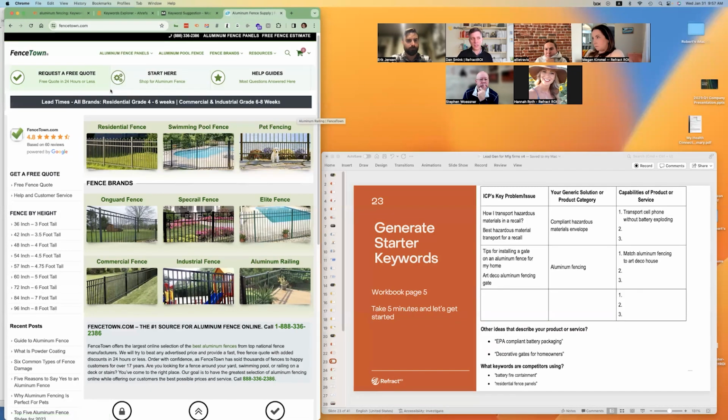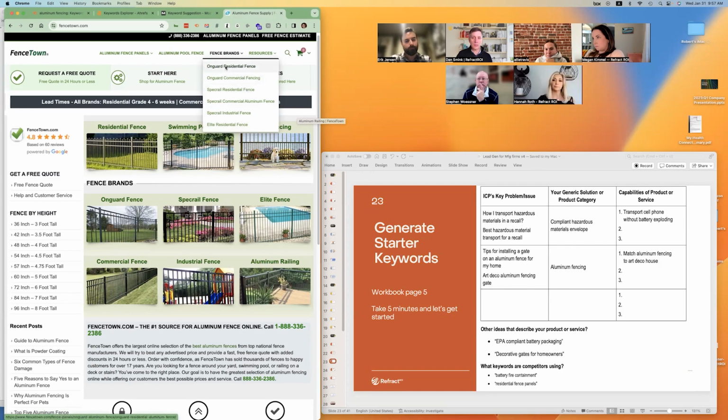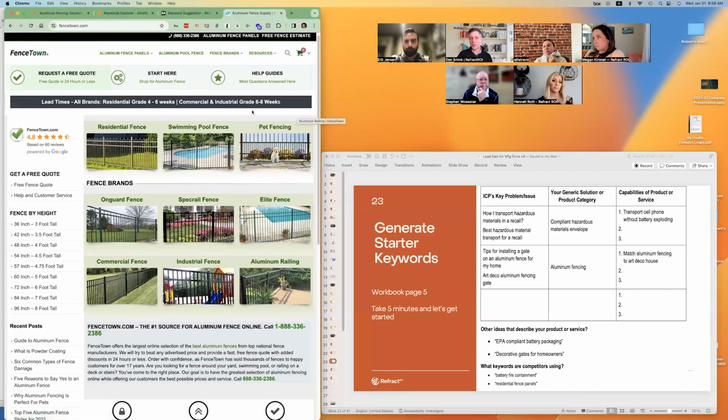Shot by fence height would actually be a keyword potentially. You have pool fencing, you have fence brands, right? Take a minute, go look at your competitor's website and see what comes up on their page. You'll find that you actually have more terms here that you can add to your list. So Dan, it might be helpful if you talk about where to actually look for the competitive terms.